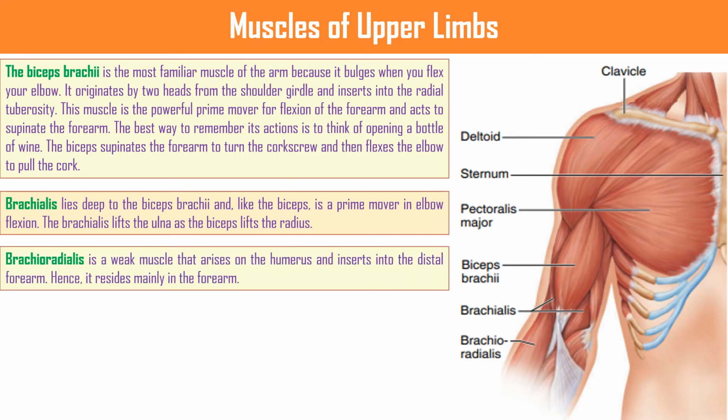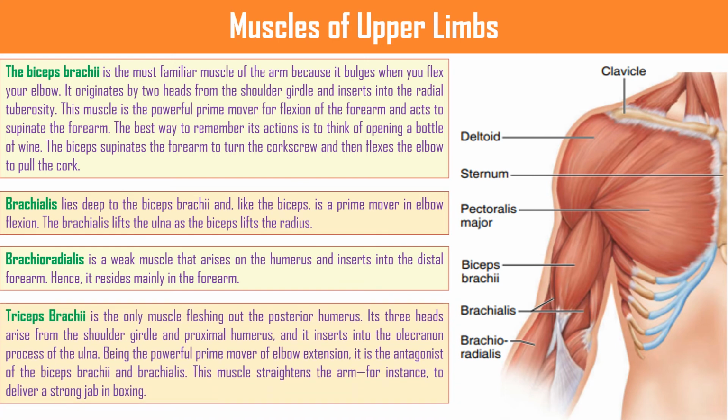Then we have brachioradialis. This is a weak muscle that arises on the humerus and inserts into the distal forearm, hence it resides mainly in the forearm.